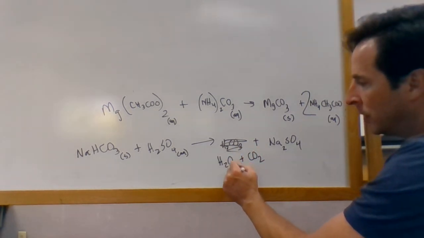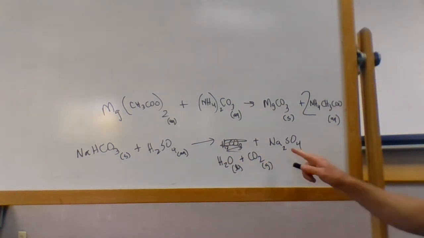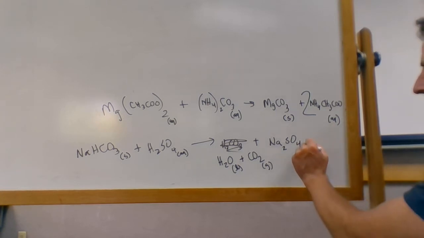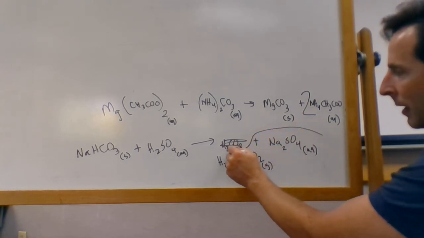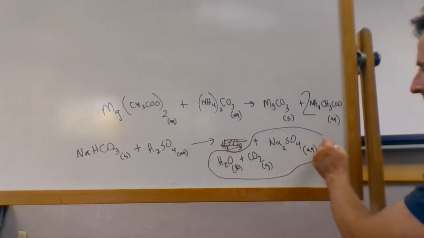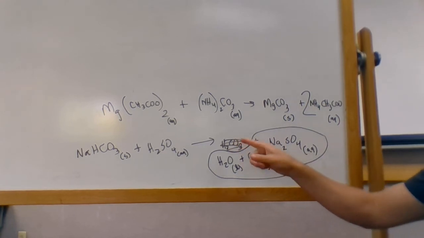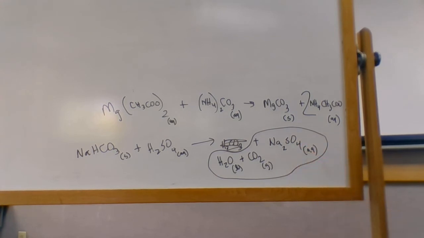H2O is the liquid, CO2 is the gas, and then my sodium sulfate. Group 1 metals are always soluble, so that's going to be aqueous. So actually my products end up being those things right there. Again, you don't have to circle it. You could have erased the carbonic acid if you want, but I end up with 3 products from this reaction instead of 2 like I normally do with double displacement reactions. Okay, so that's it for that.